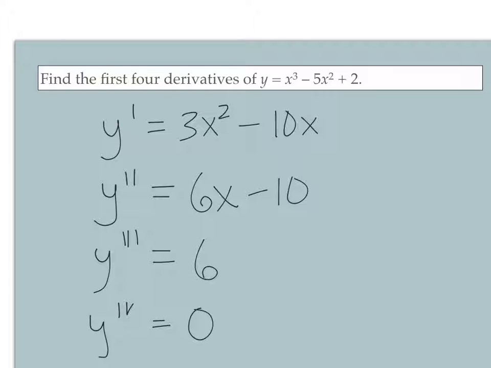It's just you're continuing to take the derivative. So it's like you're looking at the one above it, taking the derivative of it. That's easy, right? Everyone's with me on this?